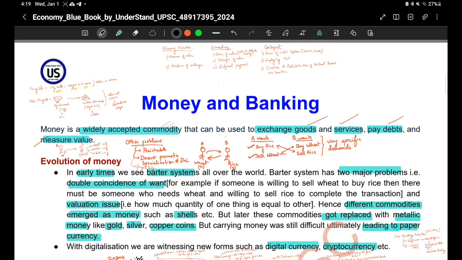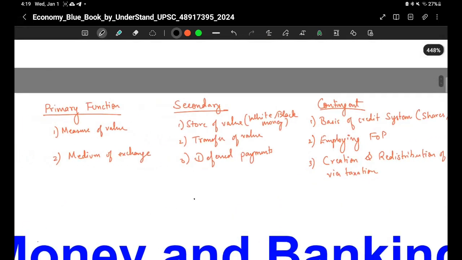Okay, so what is money? Money is a widely accepted commodity that can be used to exchange goods and services, pay debts, and measure value. These are the functions of money, generally speaking. Apart from this, there is a categorization of these functions. I'll tell you this categorization: there are primary, secondary, and contingent functions.